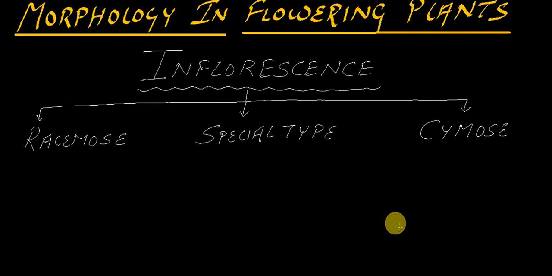Hello students. So let us talk about flowers now. We have dealt with roots, we have dealt with stem, leaves. Now the another external feature of a flowering plant is definitely flower. And before progressing with the flower, I would like to discuss about inflorescence.